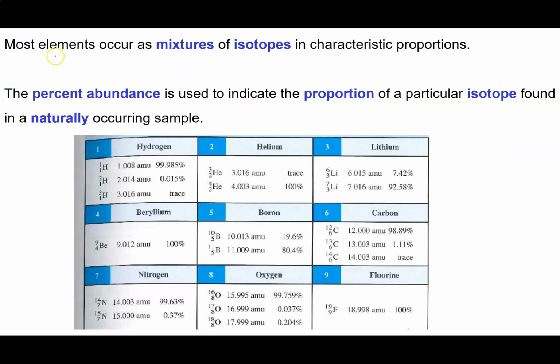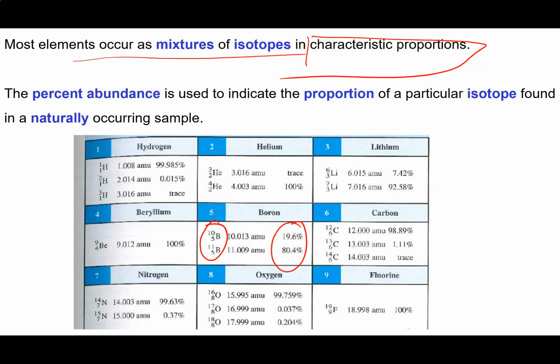So it turns out that most elements occur as a mixture of isotopes, and the isotopes in that mixture are in a characteristic proportion. This is referred to as the percent abundance of each isotope. The percent abundance reflects the characteristic ratio that the isotopes are always found in a naturally occurring sample of the element. So boron is a good example of this. It has 2 isotopes, one with a mass number of 10 and the other with a mass number of 11, and they're in about an 80-20 mix.